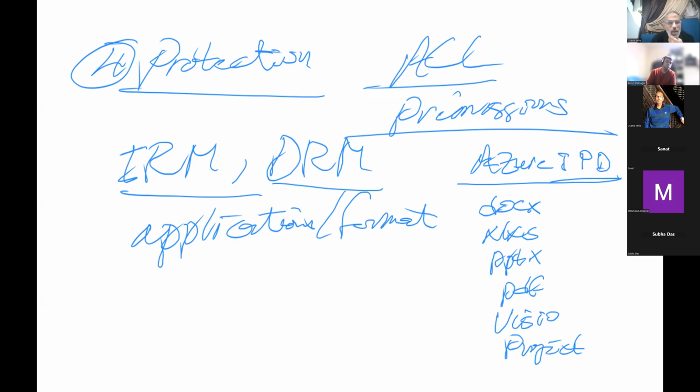Then you have to make sure that you are choosing the application which will fit your requirements, because it is very important to make sure that this application will be able to fulfill your needs and requirements. Okay, any questions?